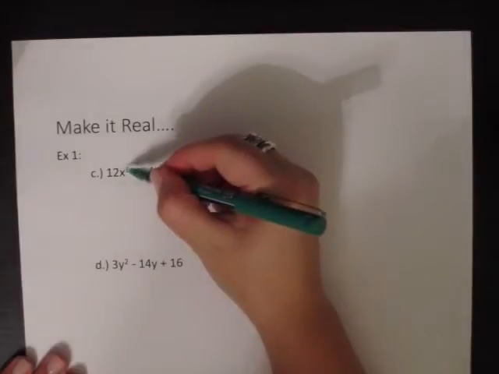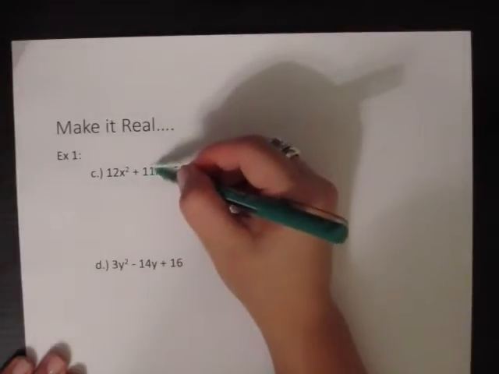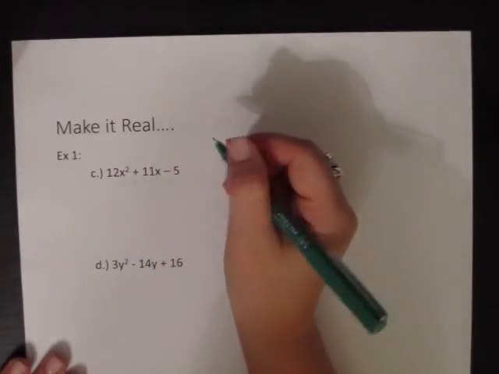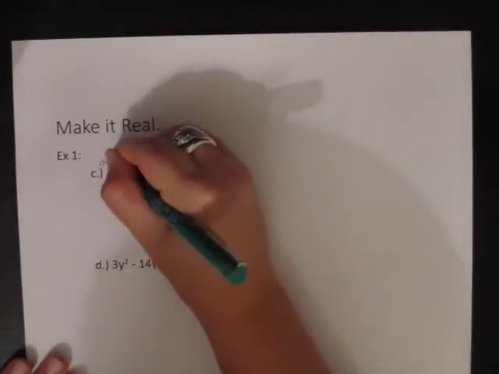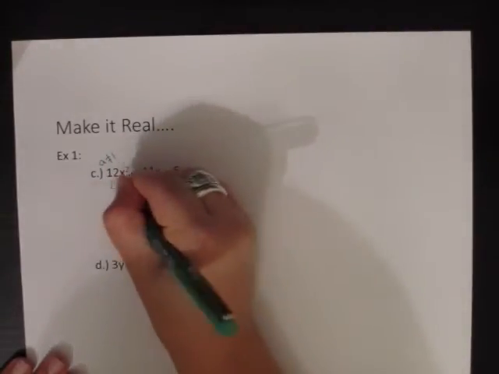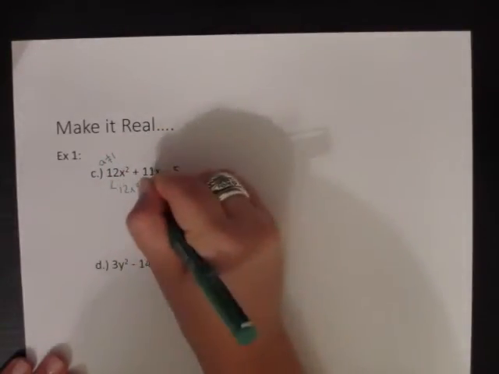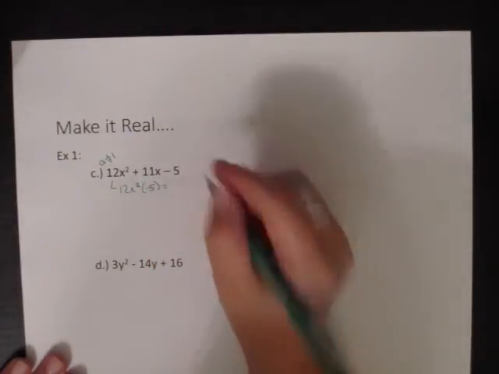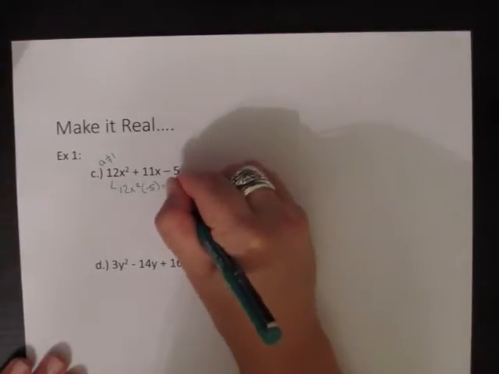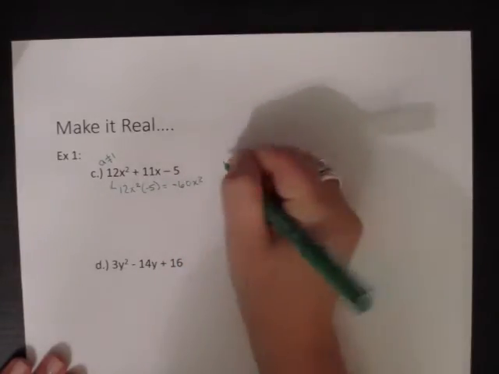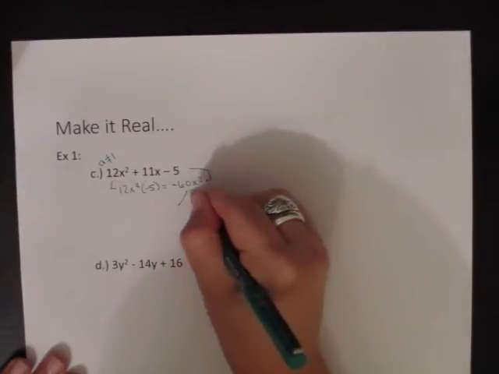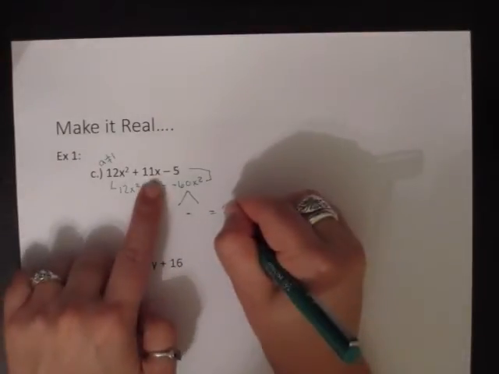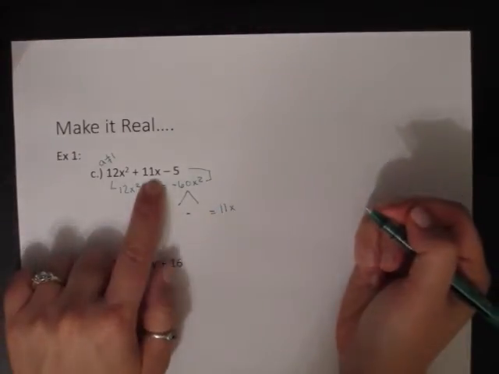So we've got 12x squared plus 11x minus 5. I look at it, I see that I can't pull out a GCF, so this is when my a does not equal 1. So first thing I do is 12x squared times negative 5, because I have to do my a times my c, and I make sure and keep my signs, which will be negative 60x squared. Now when I look at this, I see that it's negative, so that means I'm going to use subtraction to get to my b, which is positive 11x.